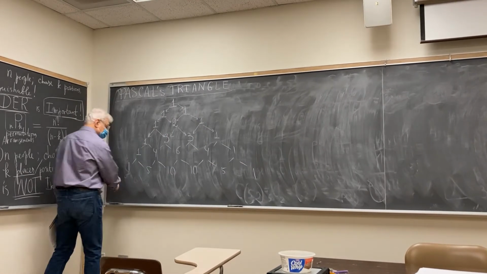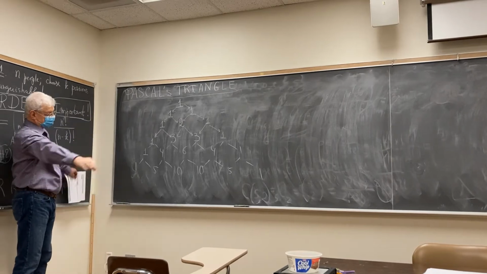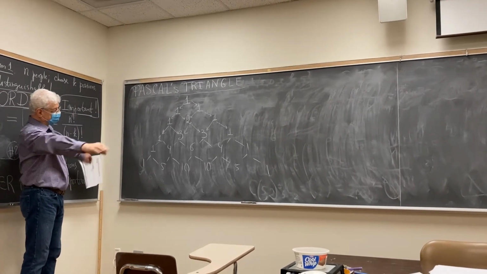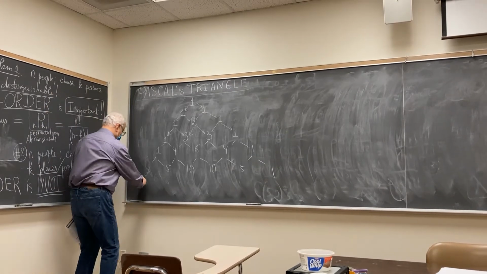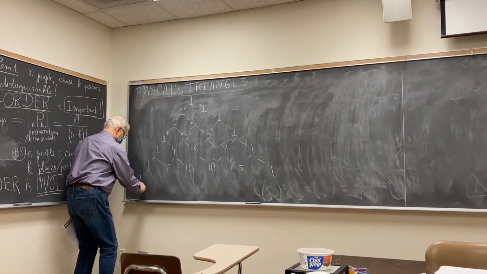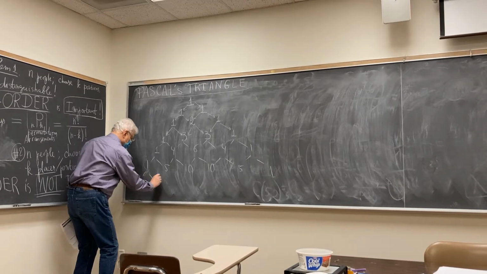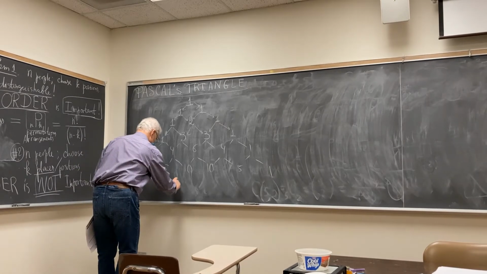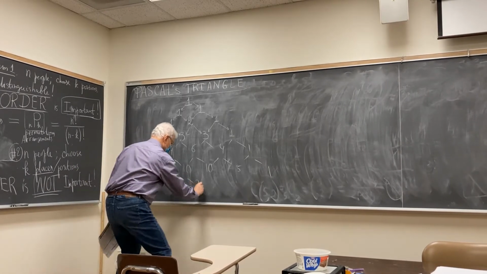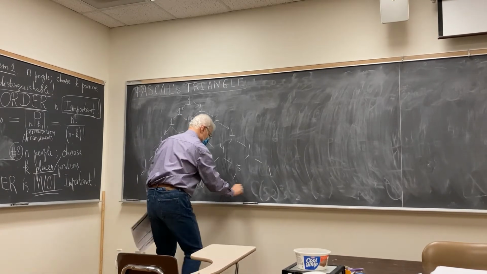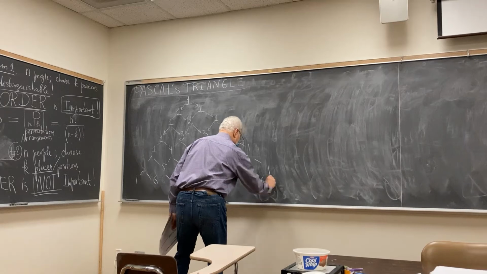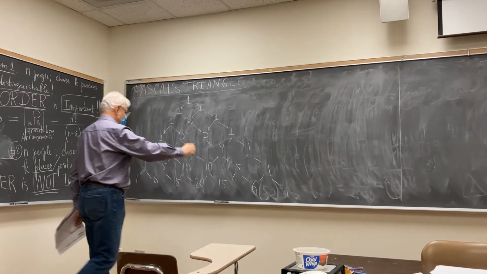And finally, I don't have enough room, but actually it's this triangle, you see a triangle which goes to infinity. And so the 6th row is 1, 6, 15, 20, 15, 6, and 1, and so on. And then you keep going.